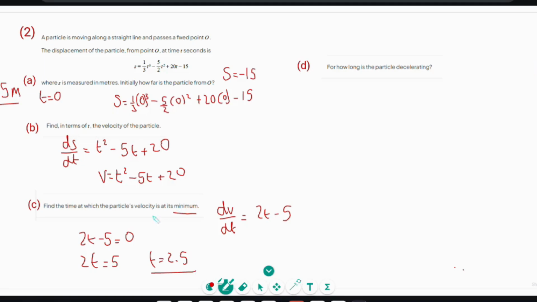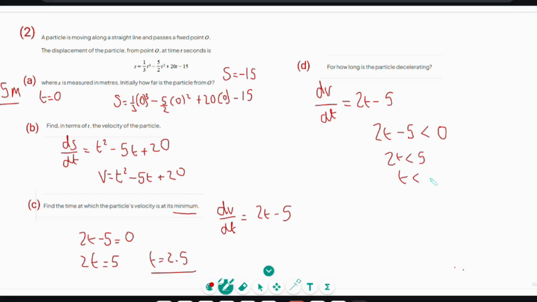Part D, how long is the particle decelerating? So the particle decelerates when the value of the acceleration is negative. So we need to find dv by dt first. We need to differentiate velocity to find acceleration. We need to find when that's less than 0. So let's solve this inequality.